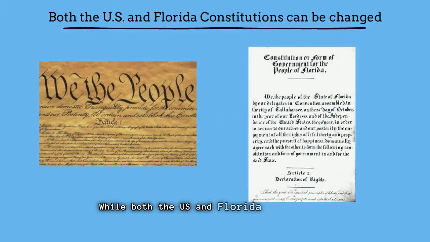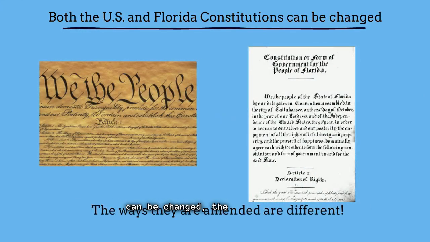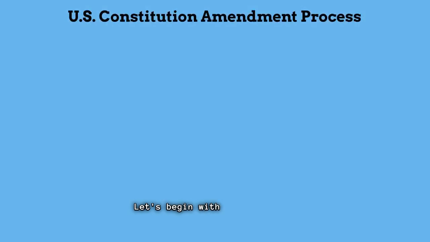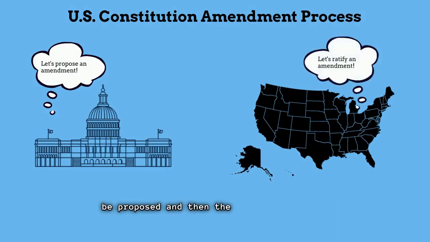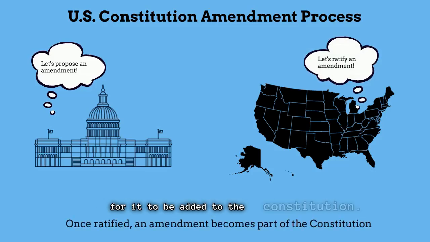While both the U.S. and Florida Constitutions can be changed, the ways in which they are amended are very different. Let's begin with the amendment process for the U.S. Constitution. For the U.S. Constitution, an amendment must first be proposed, and then the states must agree to ratify or formally approve it in order for it to be added to the Constitution.